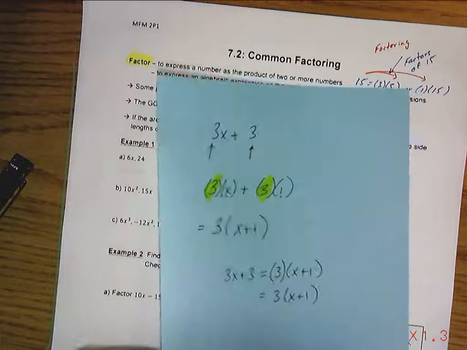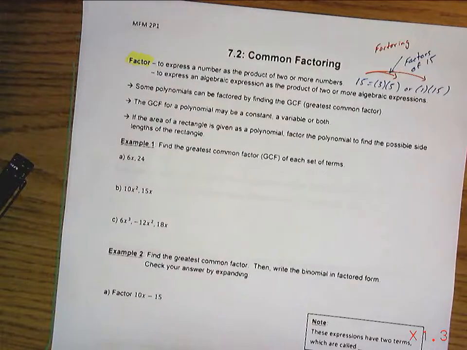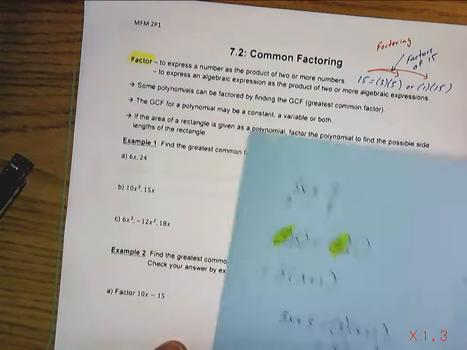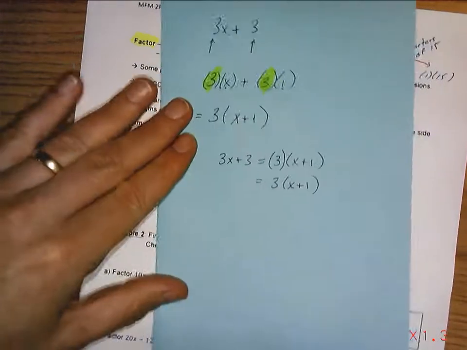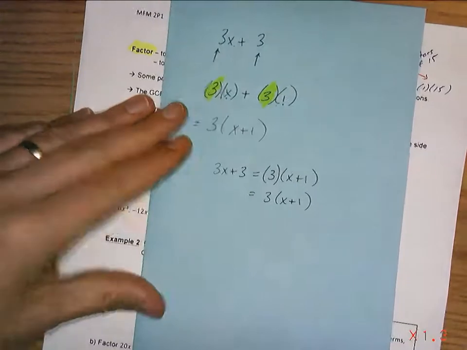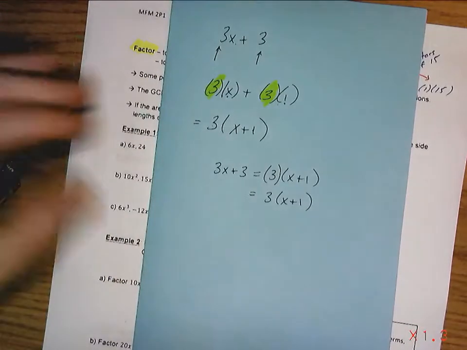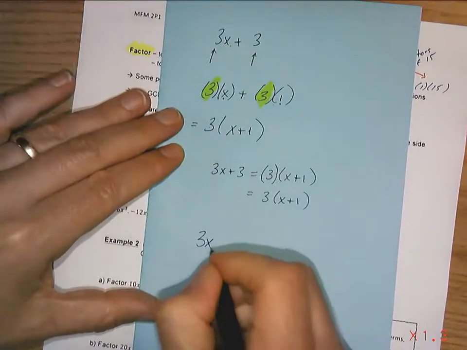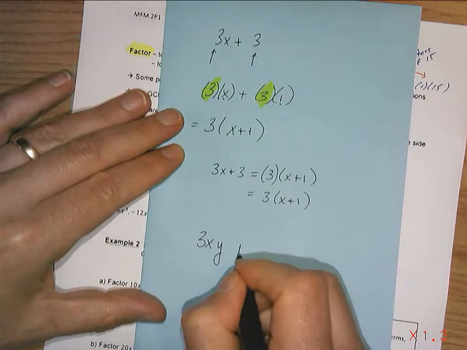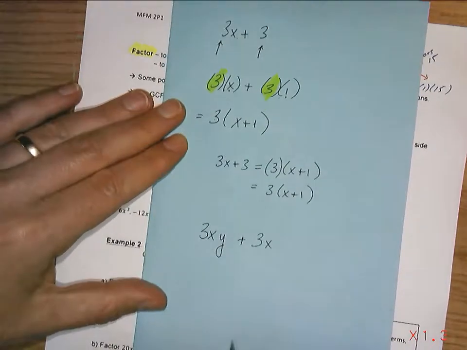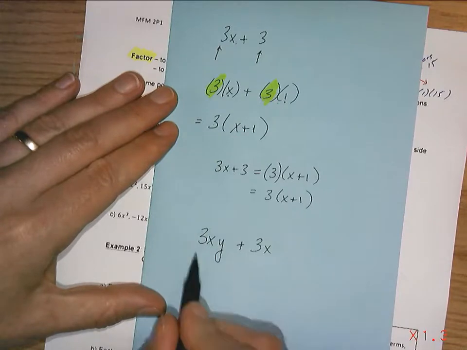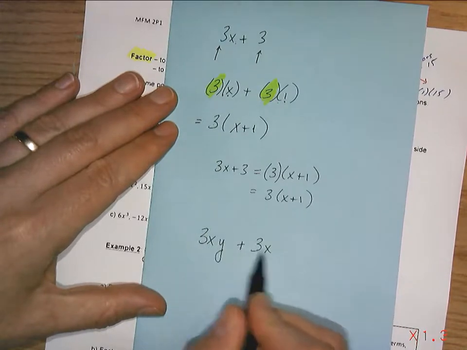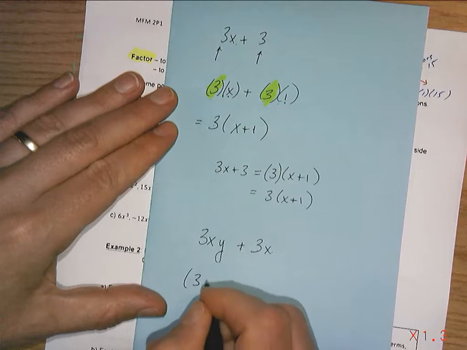Okay? Now, what we're also saying is the GCF may be a constant or a variable. So here you can see that the GCF that I took out was a constant. What if, however, I had a new question that was, let's see here, how about 3xy plus 3x? So it's very similar to the one that we had up above. The only difference is I have 3xy plus 3x. So what's common?